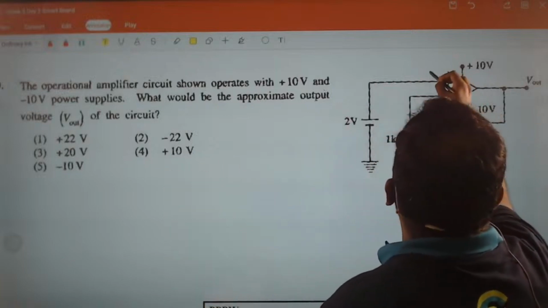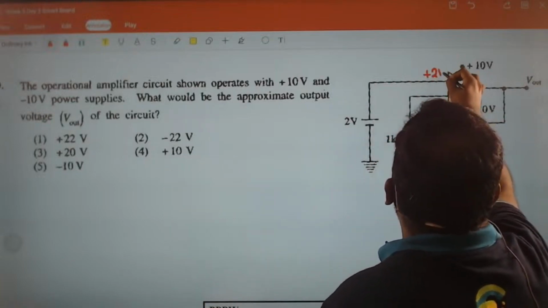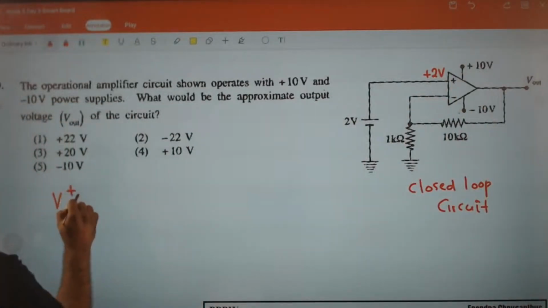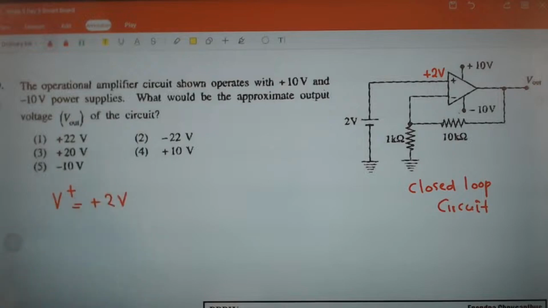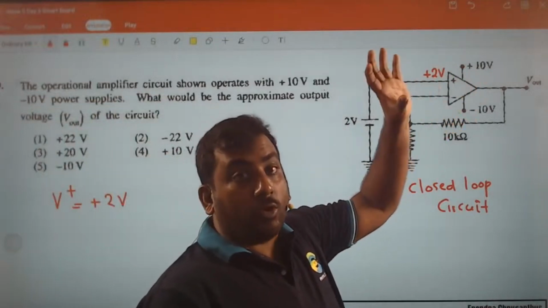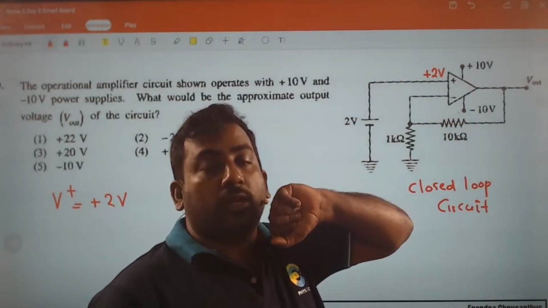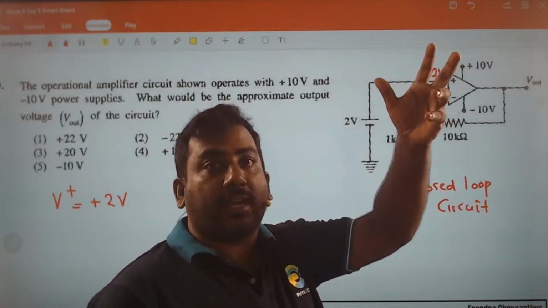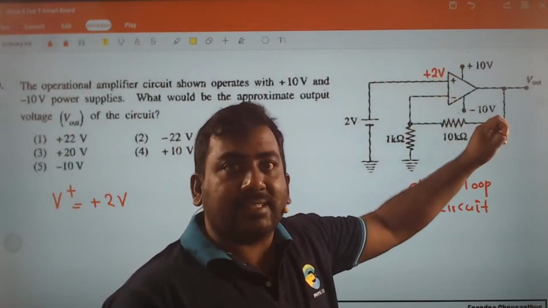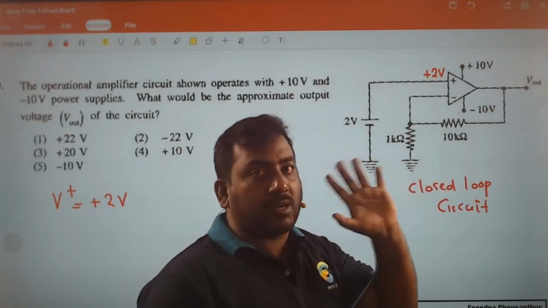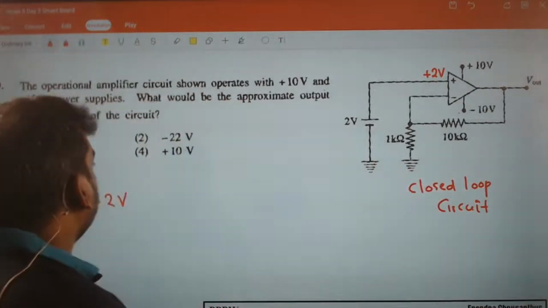Here V plus, the non-inverting input, is going to be plus 2 volts. Can current go into the op-amp input? No. Golden rule number 2: there is no input current. Input resistance is infinite and output resistance is negligible, so output current can occur, but input current can never take place.